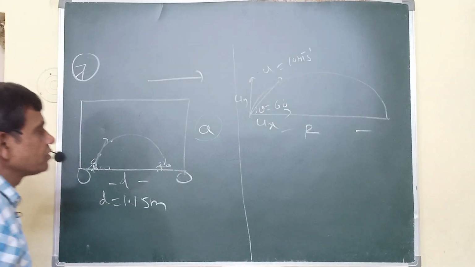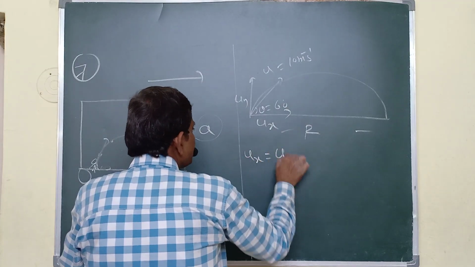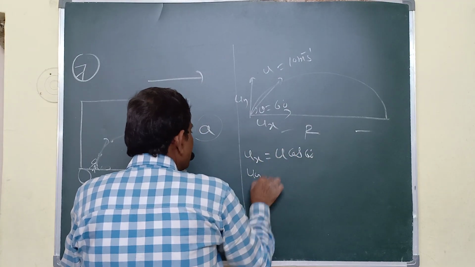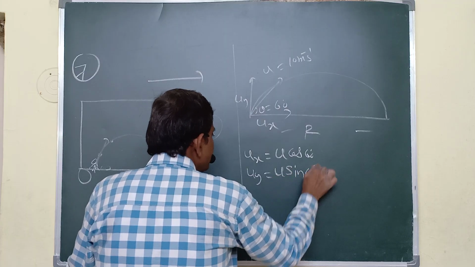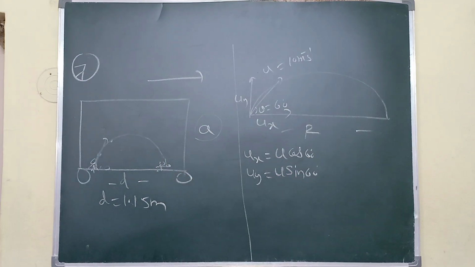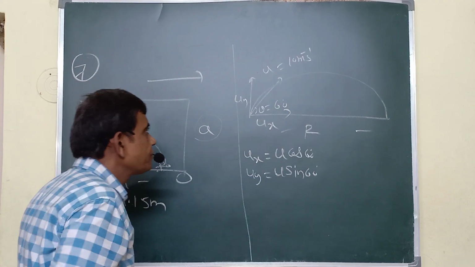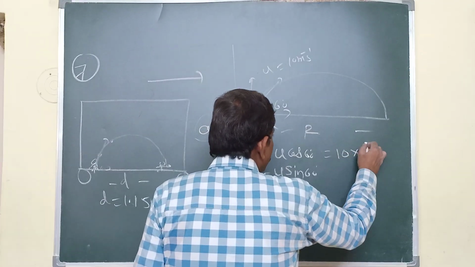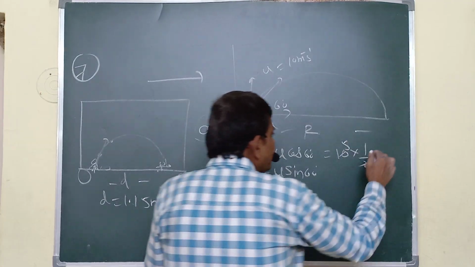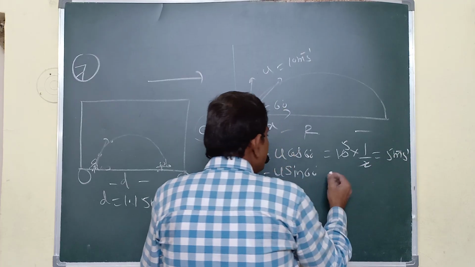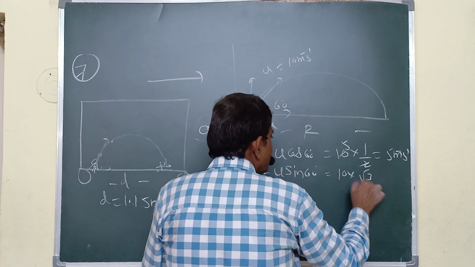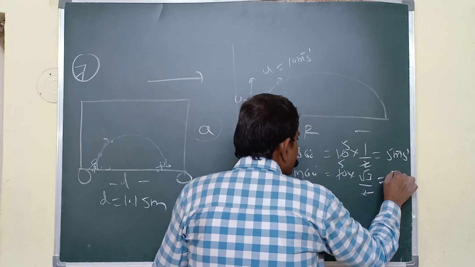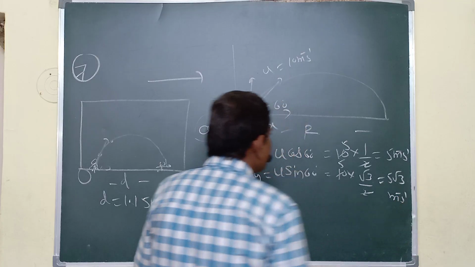Now, ux equals u cos 60 degrees. Similarly, uy equals u sin 60 degrees. So first I am doing the resolution of vectors. With u equal to 10, ux is 10 into cos 60, which is 1 by 2, so 5 meters per second. And uy is 10 into sin 60, root 3 by 2, so 5 root 3 meters per second.